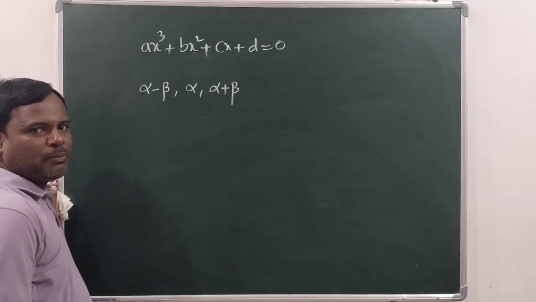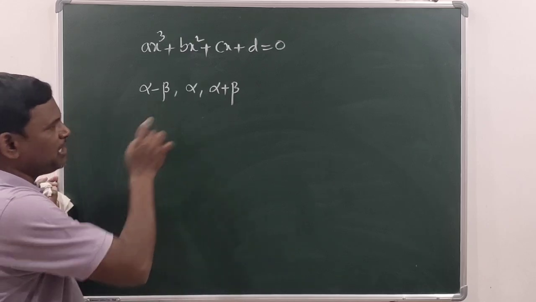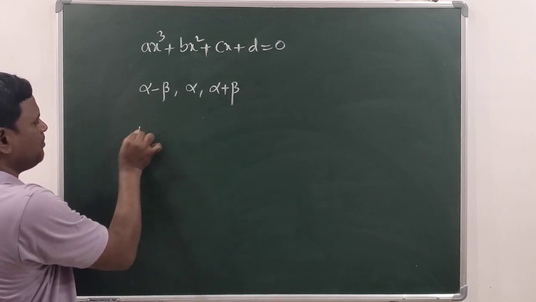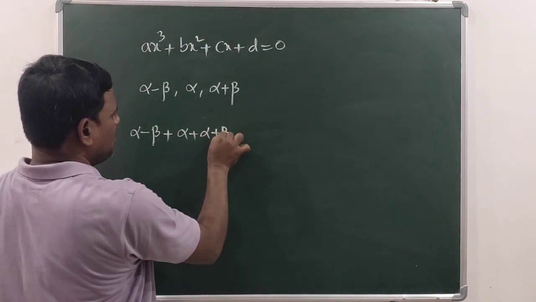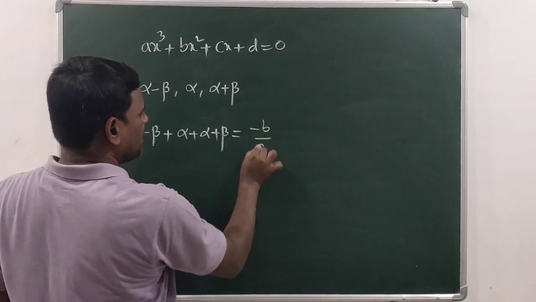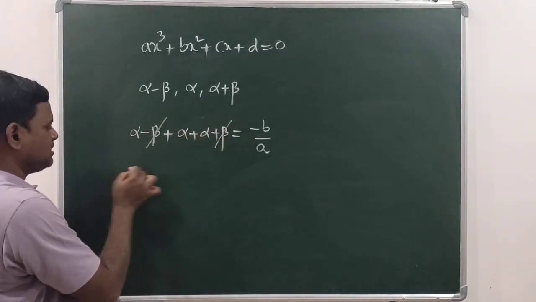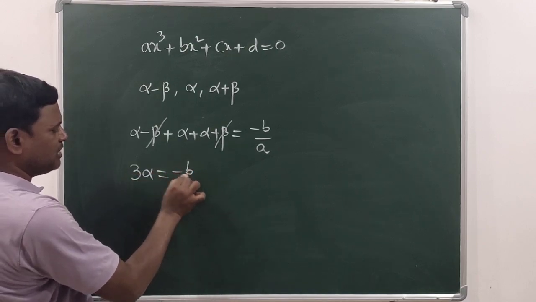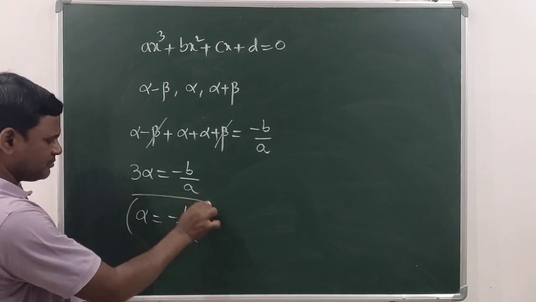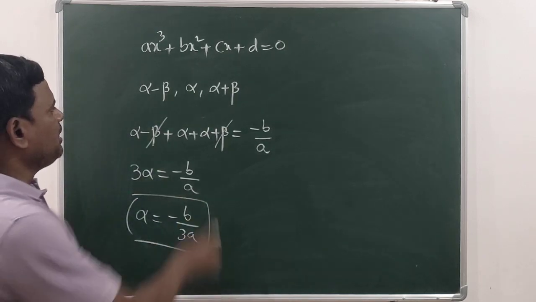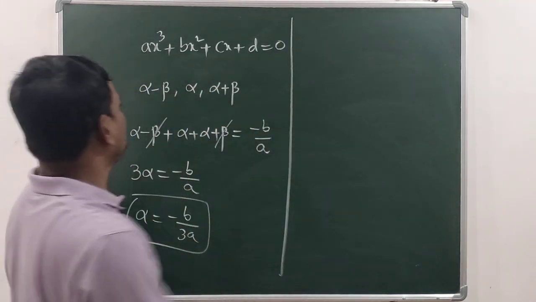Sum of the roots of a cubic polynomial: alpha plus beta plus gamma equal to minus b by a. Now apply that condition. If you take their sum, alpha minus beta plus alpha plus alpha plus beta will become minus b by a. You know this relation. So these two will get cancelled. So now 3 alpha is equal to minus b by a. Now alpha is equal to minus b by 3a. But here alpha is one of the roots of this cubic polynomial equation, hence you can replace this x by alpha.